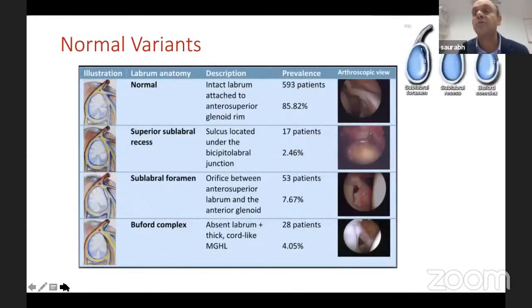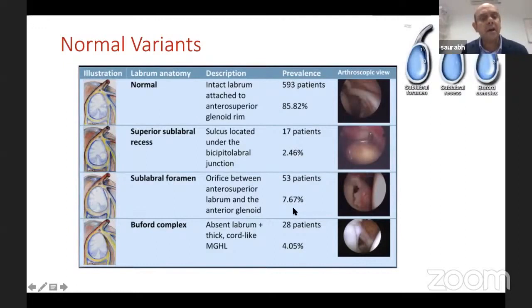Then let's come to the normal variants. It's very important to know which is a torn labrum, which is a sort of a normal variant. So 85% patients will have an intact labrum, your anterior superior labrum. But in roughly 2.5%, what they found was on the superior labrum, there can be a sublabral recess. So you have to make sure you don't confuse it with a SLAP tear, because if you repair this, then patient will have markedly reduced external rotation and even pain. So one way to differentiate will be the cartilage. If on the superior glenoid, cartilage looks pristine, if there's no fraying, then you know it's a normal variant.